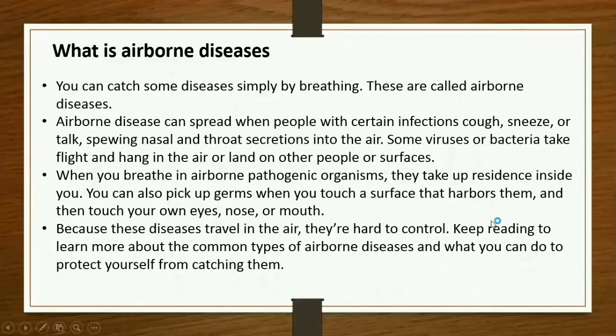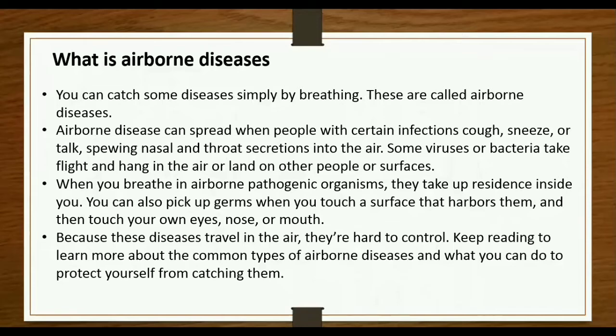It is a disease that is created with the help of breathing, so it is called an airborne disease. This disease can be spread when people with certain infections cough, sneeze, talk, and release nasal and throat secretions into the air. These aerosols come from these infections. Therefore, airborne disease spreads.